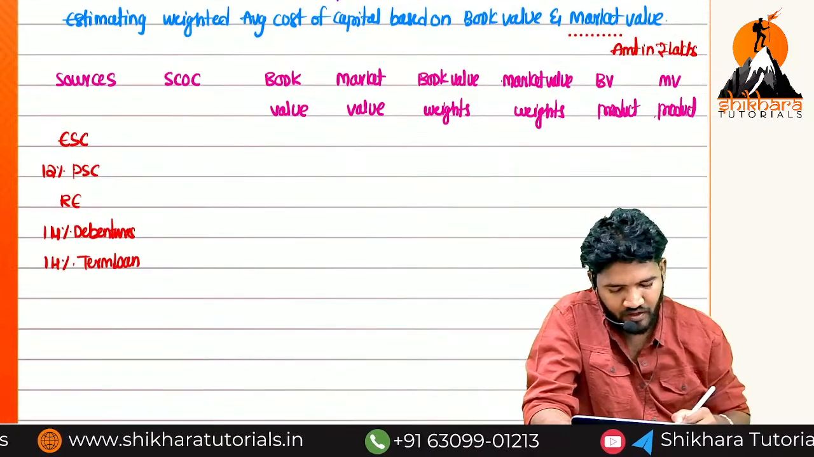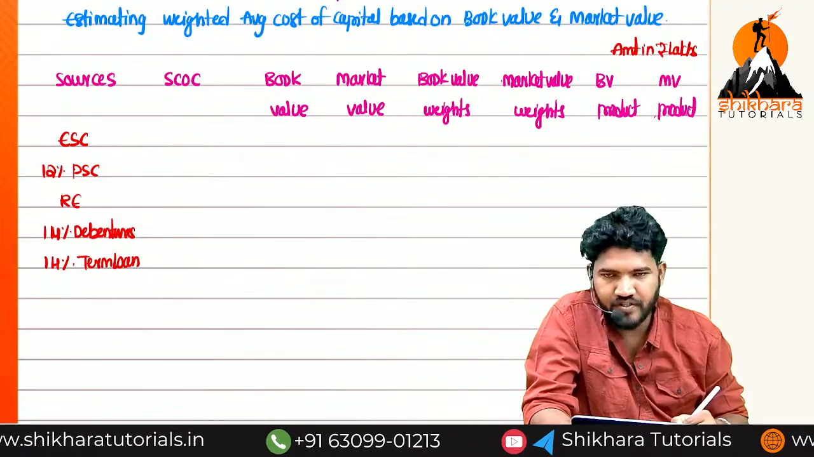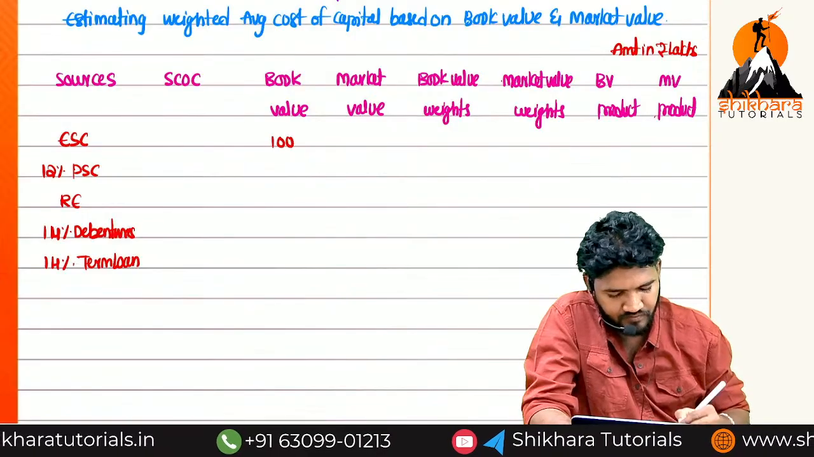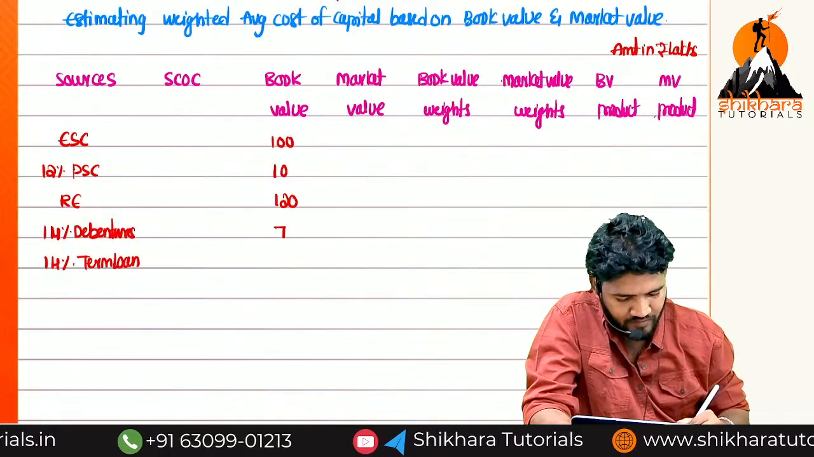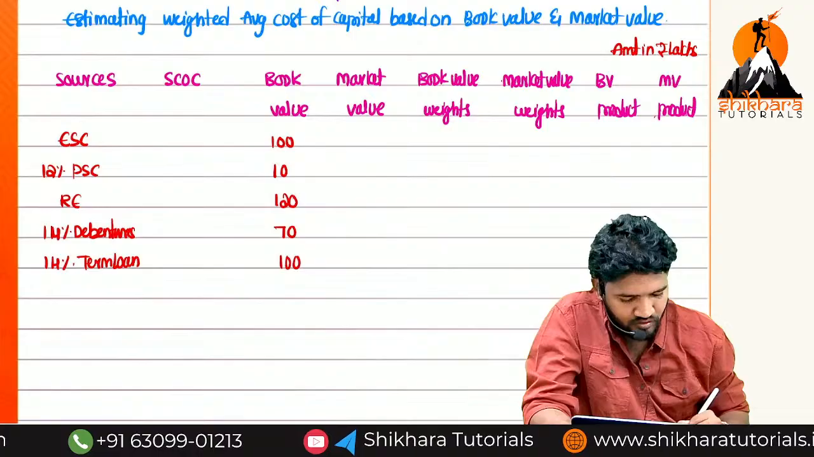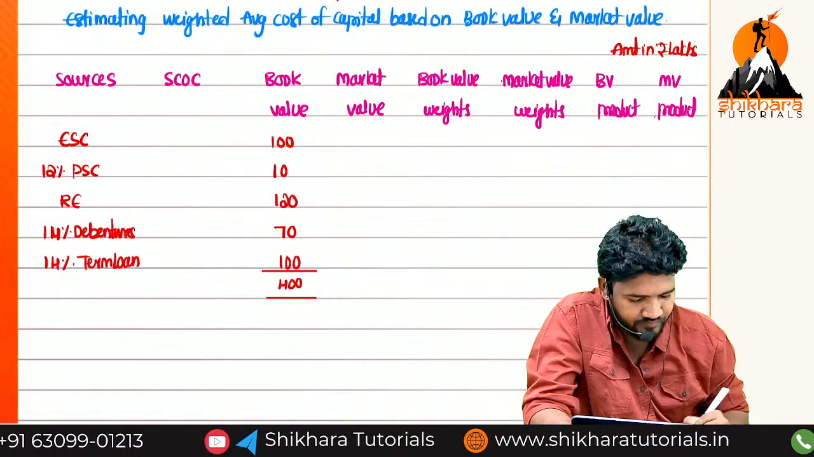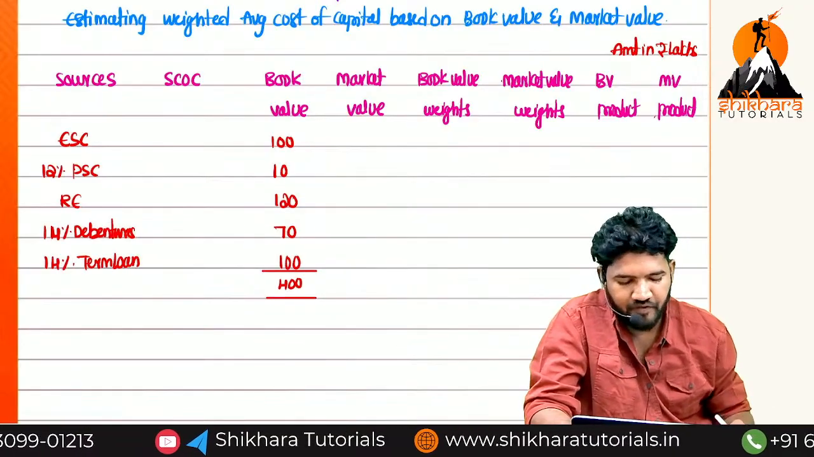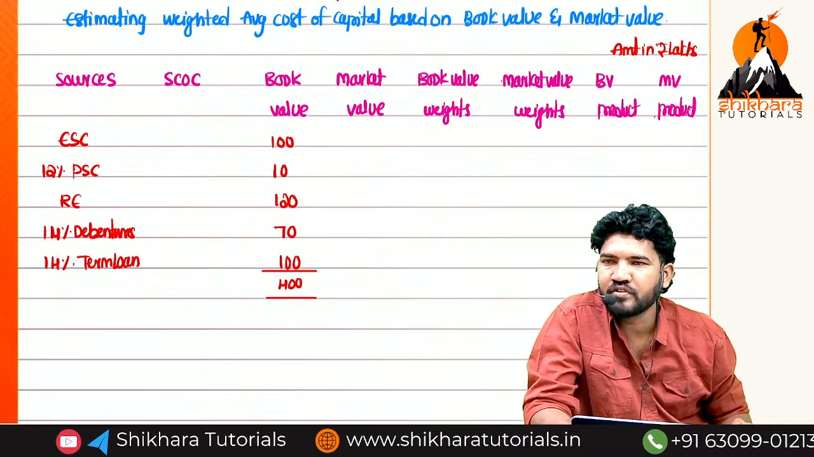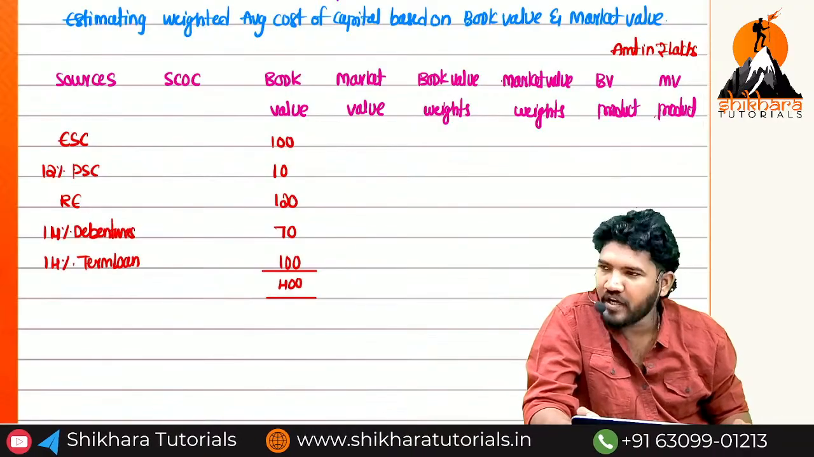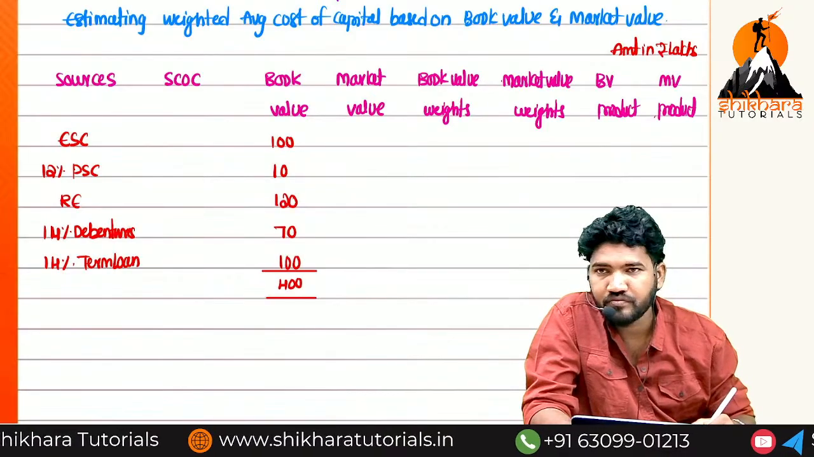Now what about the book value, Nana? What about the book values of equity share capital? 100 lakhs, 10 lakhs, 120 lakhs, 70 lakhs, 100 lakhs. Total 400 lakhs. Now can I name it as capital employed, ma? With the help of this column, can I figure out book value of weights? How do you get book value of weights? Book value of equity share capital divided by book value of capital employed. How much? 100 divided by 400.